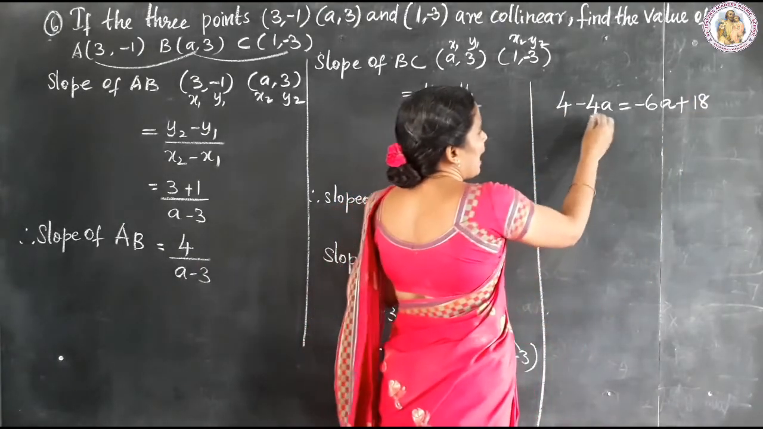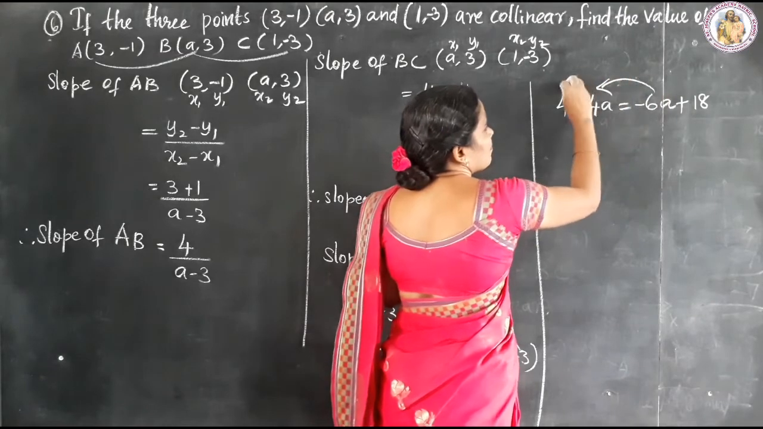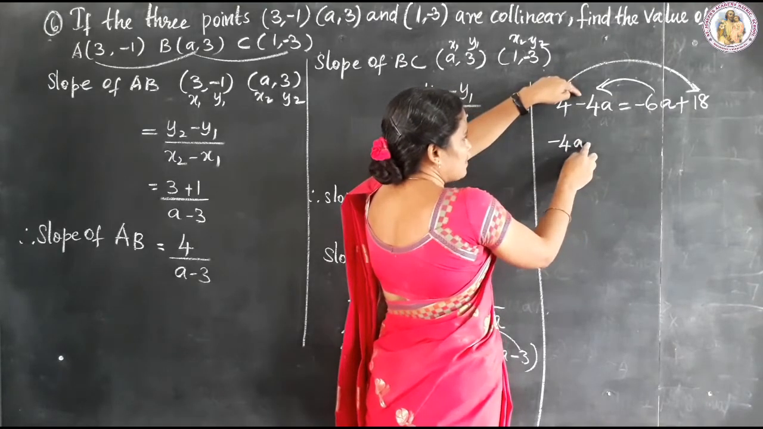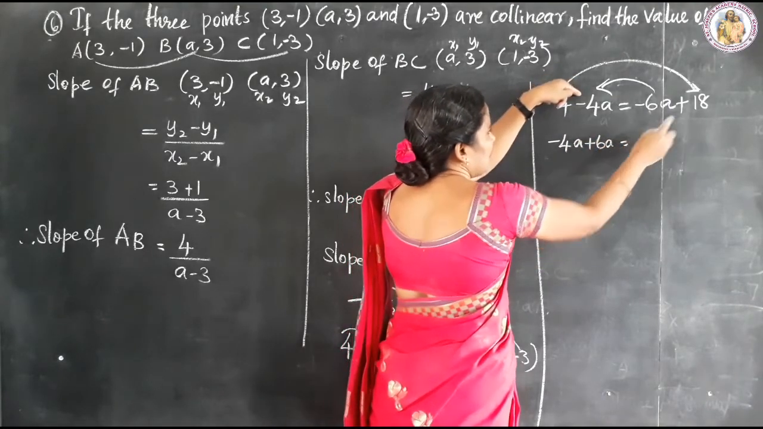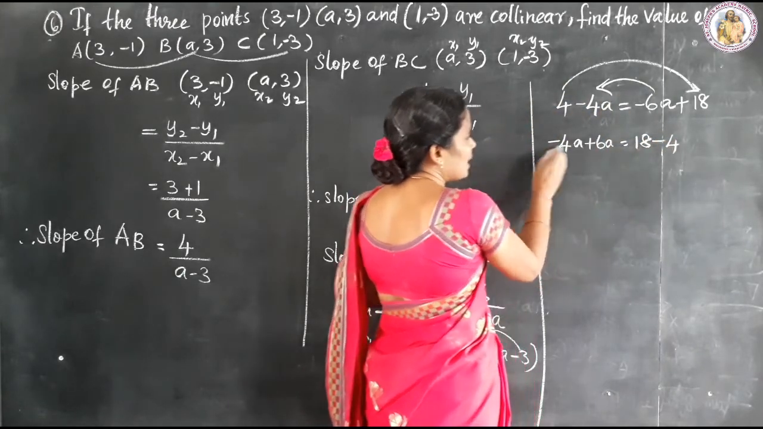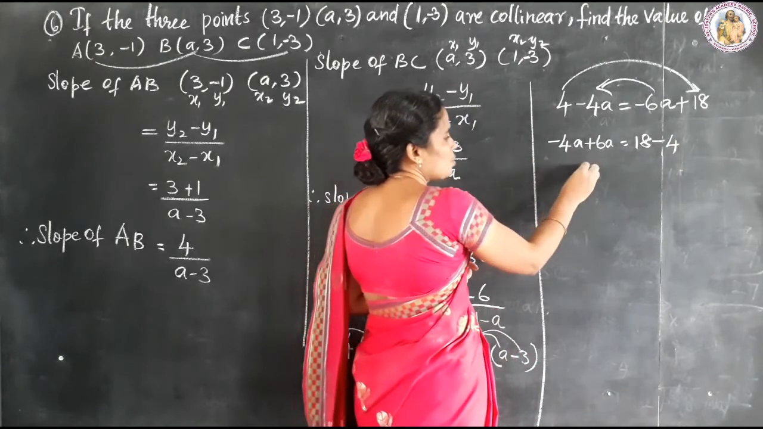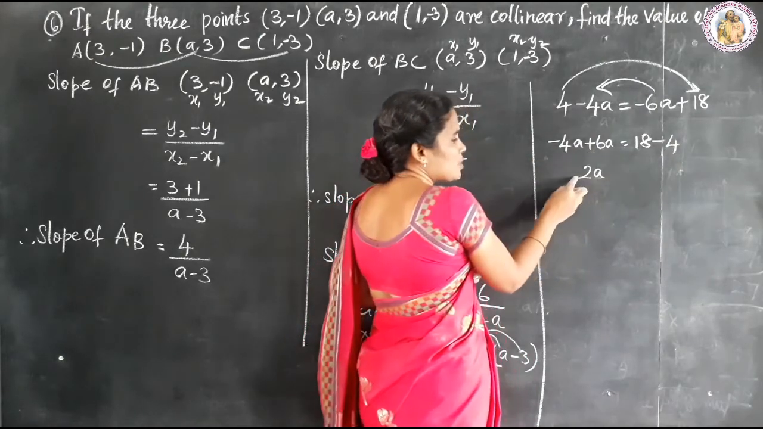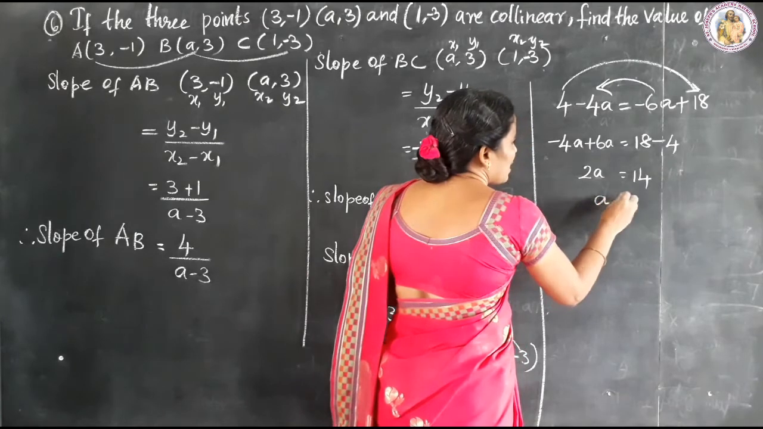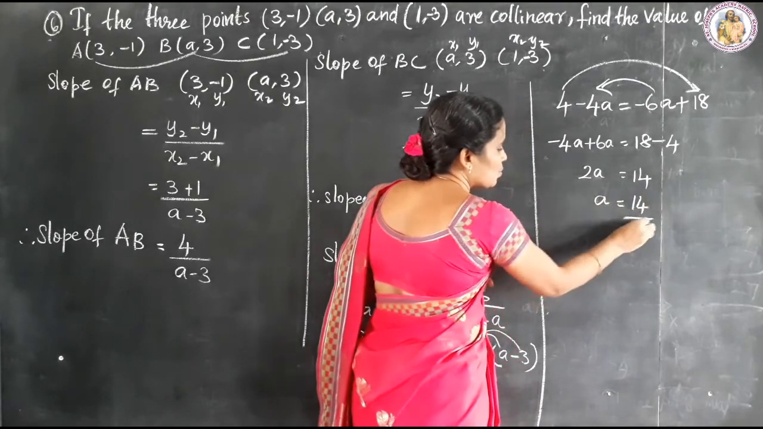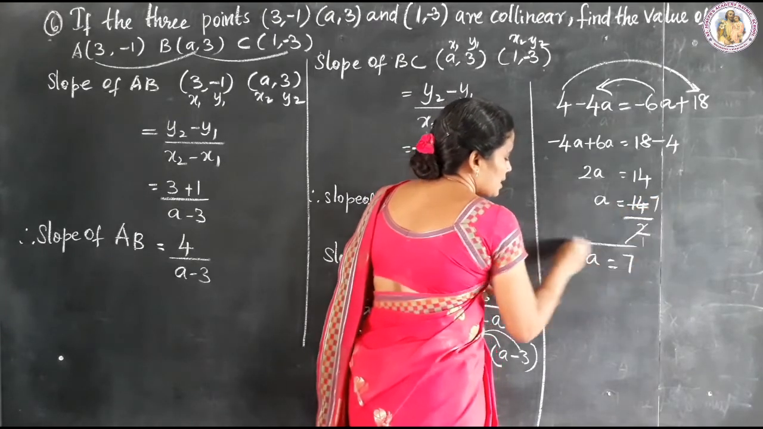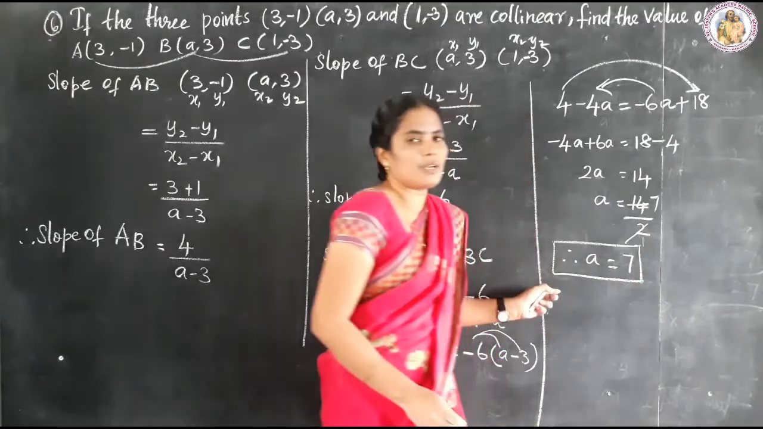The next step, take the like terms together. So minus 4A, while 6A comes to the left side, it becomes plus 6A is equal to 18 plus 4. When it moves here, it becomes minus 4. Now different signs, subtract: 6 minus 4 is 2A, 6 is greater so plus 2A is equal to 18 minus 4 is 14. So A is equal to 14 divided by 2. Therefore A is equal to 7. So the value of A is 7.